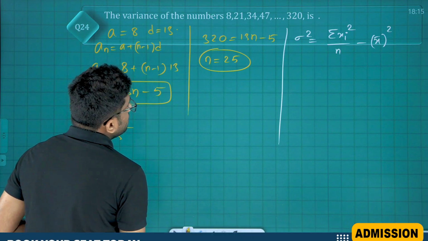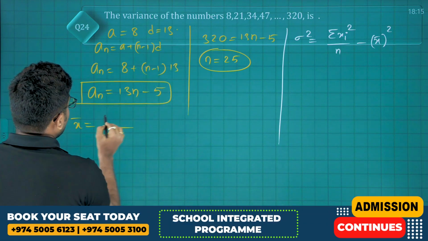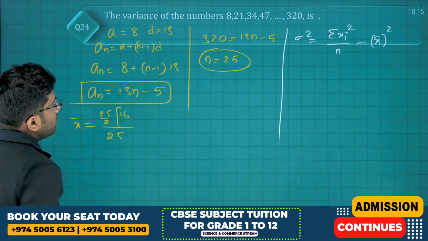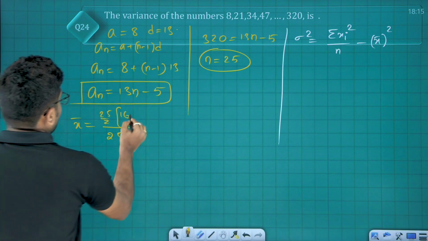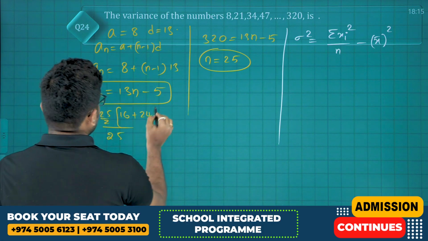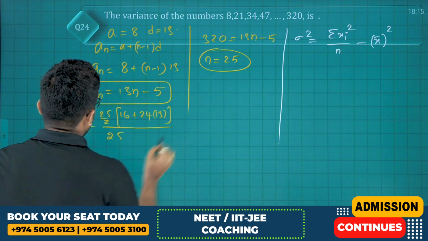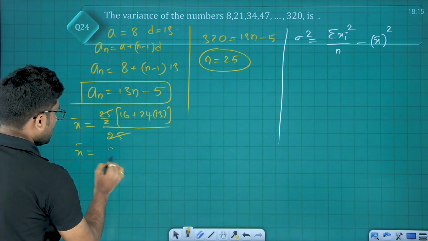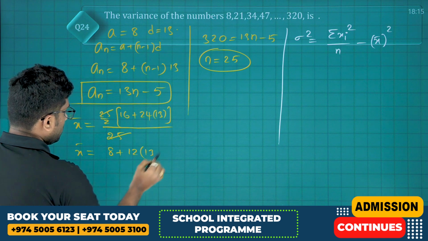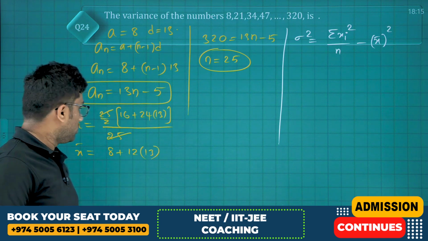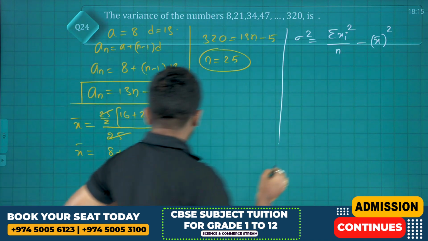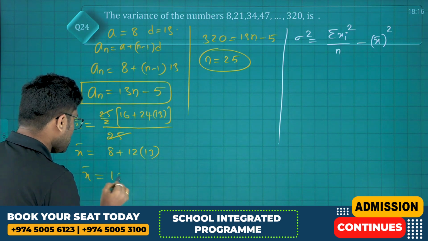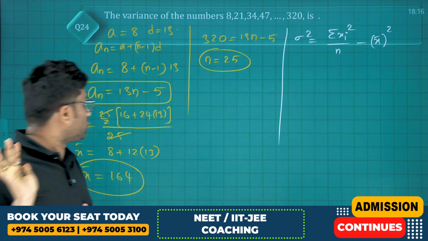And what do we get? The sum of the numbers, how many? 25. N by 2 into 2a plus (n minus 1) into d. 2 8s are 16, plus 24 into d, d is 13. So from here we get x bar is equal to 1 by 2, that is 8 plus 12 into 13. 12 12s are 144, 144 plus 12 is 156, plus 8 is 164. So x bar is equal to 164. We have got the mean as 164, friends.